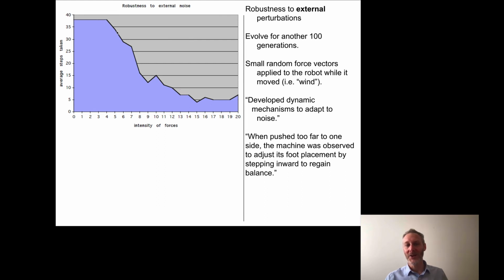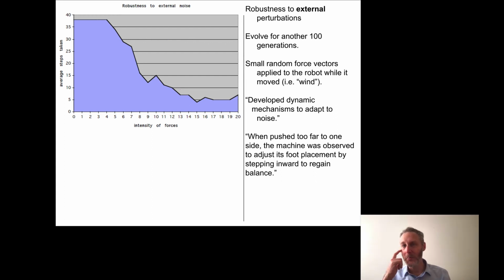But as the wind starts to pick up, the robot starts to totter a little bit and falls over after a few steps, and eventually in gale force winds it can't really walk at all. There's an interesting comment in this paper. When pushed too far to one side, the machine was observed to adjust its foot placement by stepping inward to regain balance. This paper was published in 2004, and Big Dog came out a couple years later.